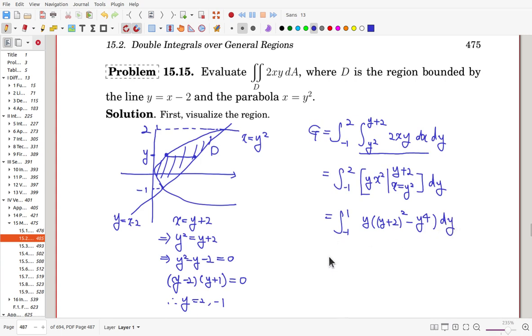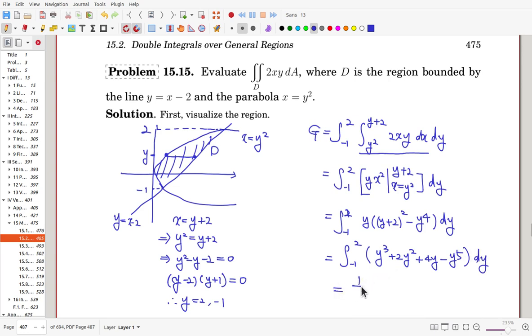So that one is, from minus 1 to 2, first there is y squared times y, so the y cubed, and 2y, so there is 2y squared, and 4y, and minus y to the 5 dy, right?